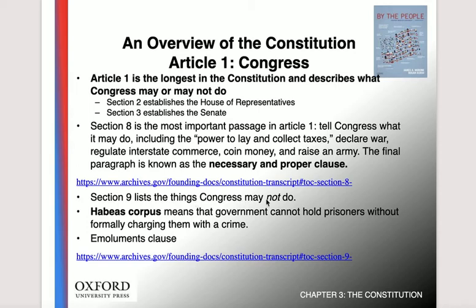Also in Section 9, it talks about what Congress can't do, and this is where habeas corpus is brought up, that the government cannot hold prisoners without formally charging them of a crime.